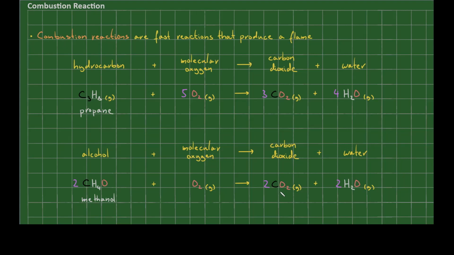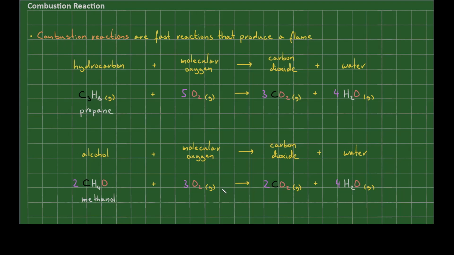Let me fix the hydrogens first. There are 8 hydrogens on the left-hand side and only 4 on the right-hand side. To fix that, I'm going to change this coefficient of 2 into a 4. Now the carbons are fine, the hydrogens are fine, but the oxygens are not. On the right-hand side, I have 8 oxygens in total. 2 times O2 will give me 4, and 4 times O1 will give me 4. 4 plus 4 is 8. On the left-hand side, I have 4 oxygen atoms. By placing a coefficient of 3 in front of molecular oxygen, I will have balanced the equation.